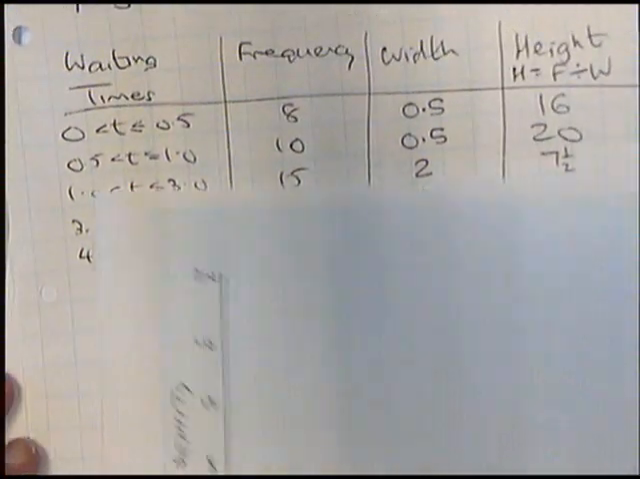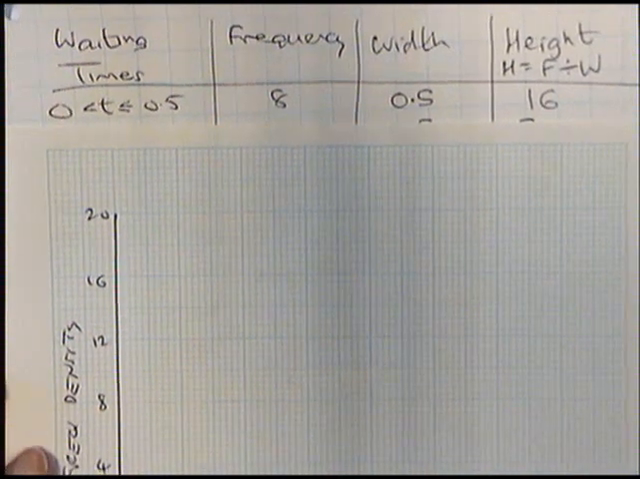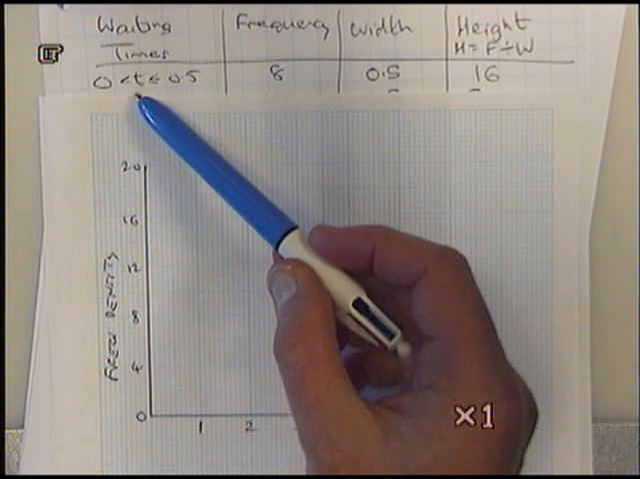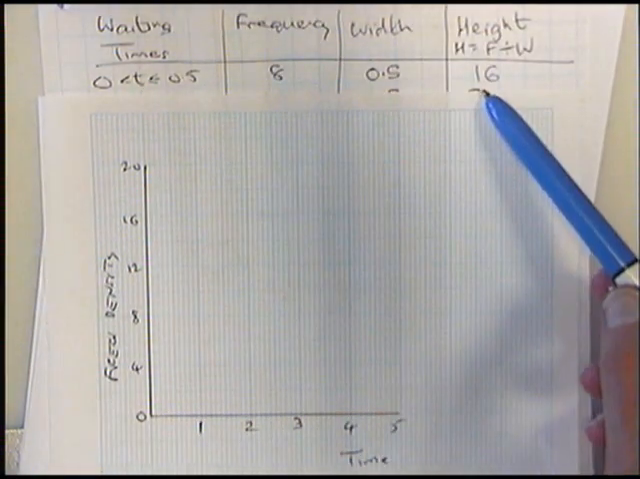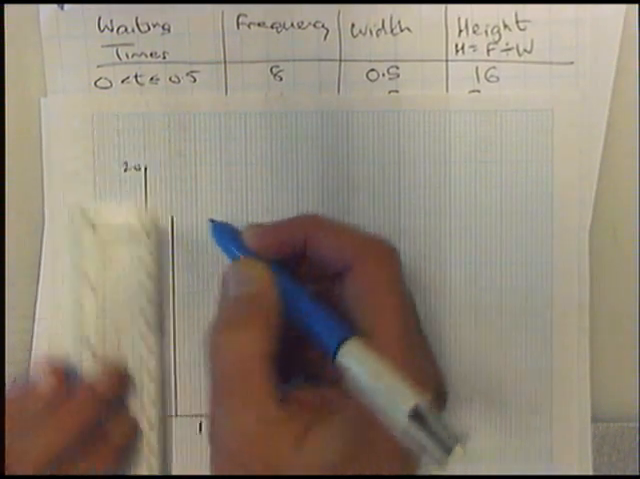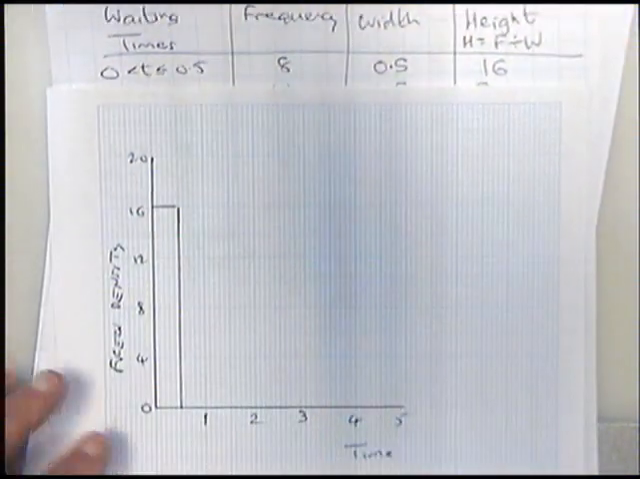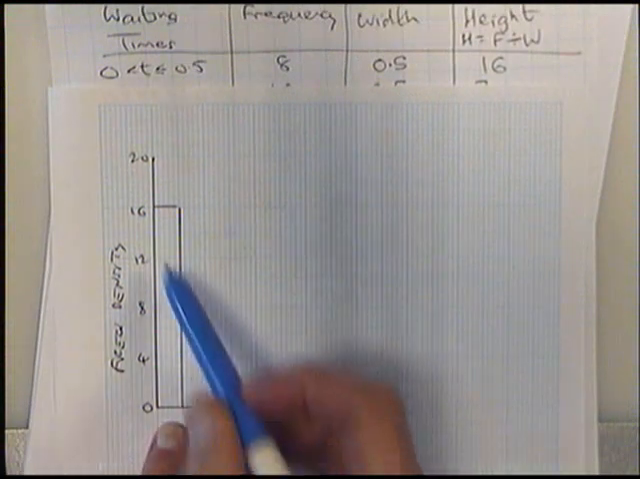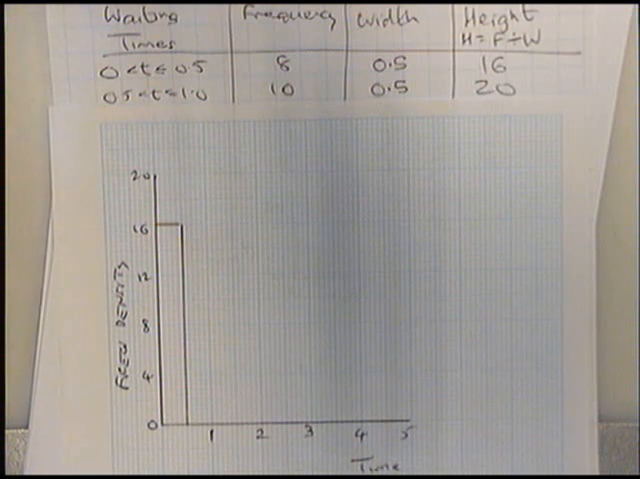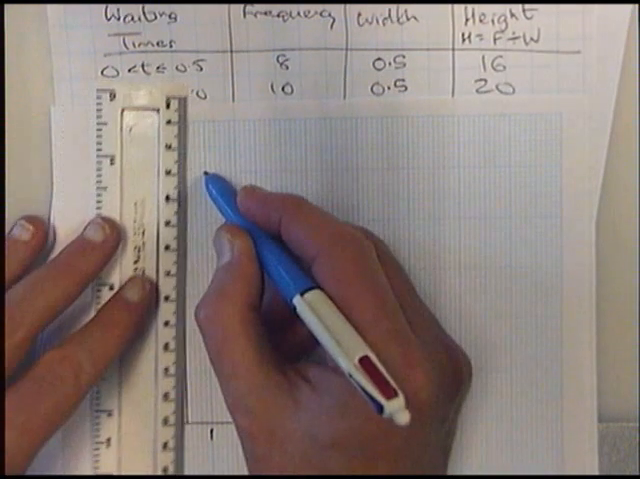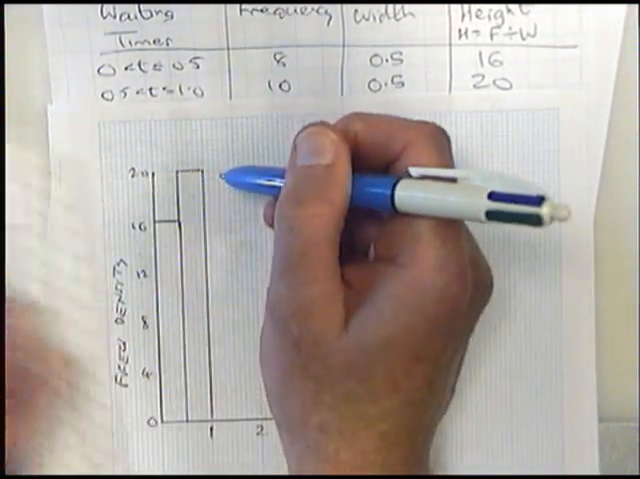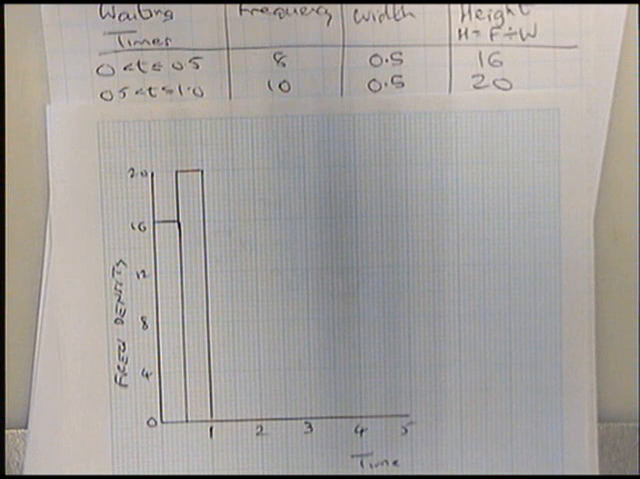So here's our table, and here's our axes. Now the first thing we've got to do, the first row, the bar from 0 to 0.5 has a height of 16. So 0 to 0.5, a height of 16, will give us that bar there. Here's 0.5 and a height of 16. The next bar from 0.5 to 1 has a height of 20. So we can draw that bar in.